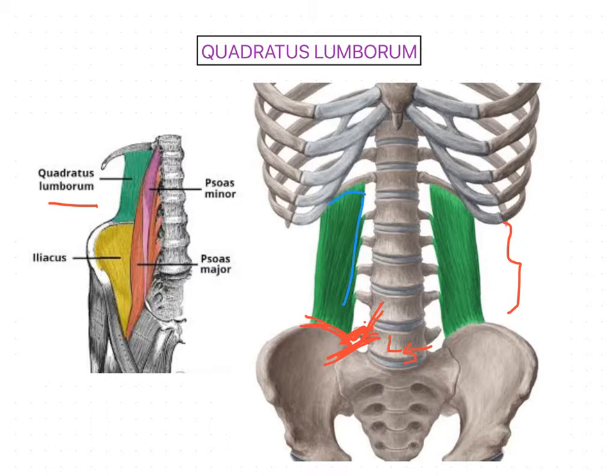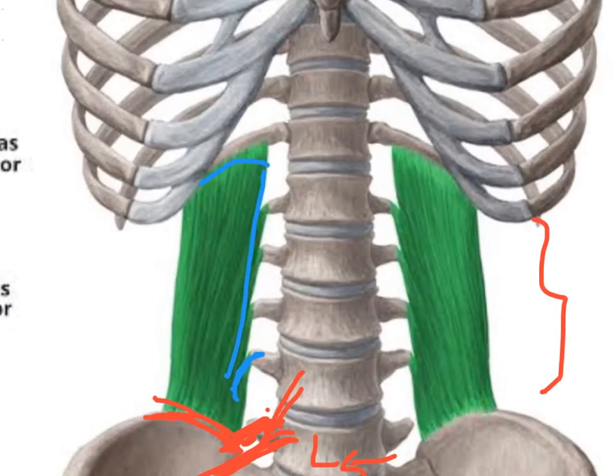If you look at the insertion of this quadratus lumborum, the muscle is inserted into the transverse processes of the upper 4 lumbar vertebrae. So these are the insertions. These are the upper 4 lumbar vertebrae, L4, L3, L2, L1. So you can find the insertion into the transverse processes of the upper 4 lumbar vertebrae.